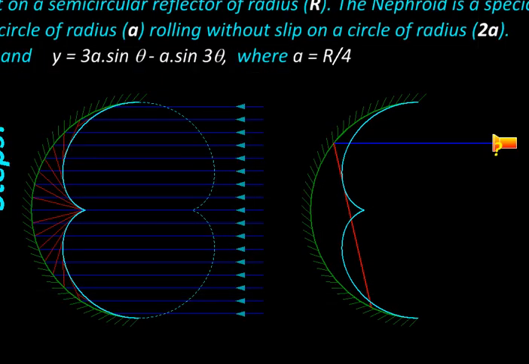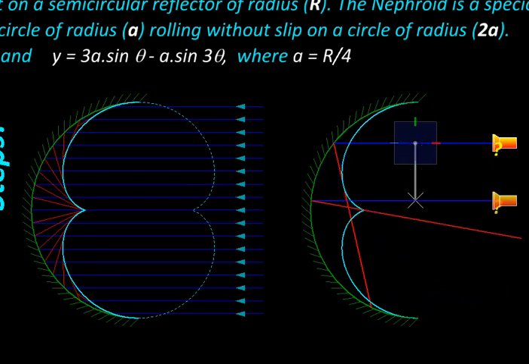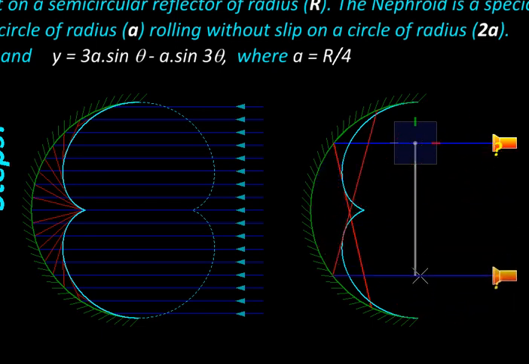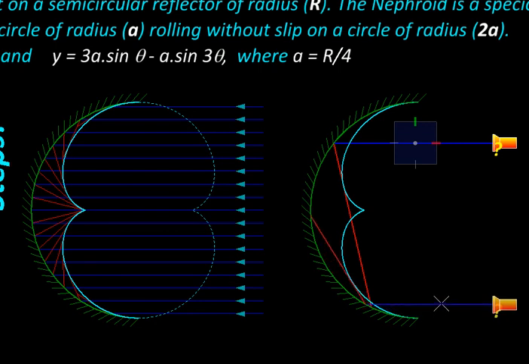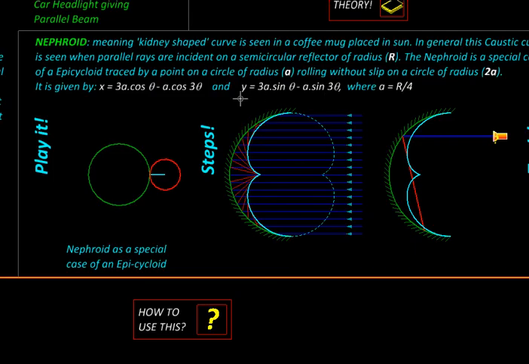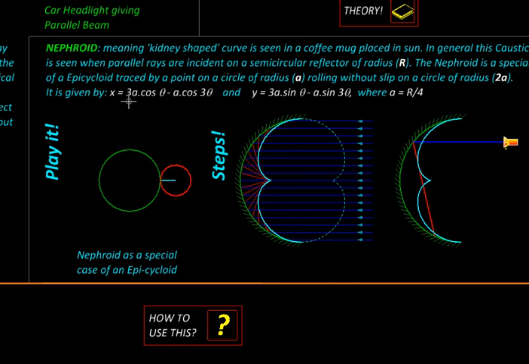So we can take one ray and keep moving it parallel to itself, and notice that the reflected ray, the red one, is forming this envelope, keeping tangential to a certain curve. Here is the equation of that curve, and that curve is called a nephroid, and it has a very interesting recipe.